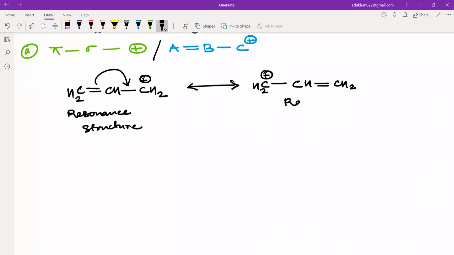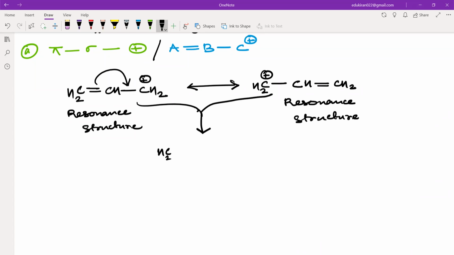This is also a resonance structure. And if we combine these two, then we will be getting CH2 single bond CH CH2. So see, one thing is very constant here: the atoms are not changing connectivity, only the pi bond is changing. And then you will draw a partial double bond, delta positive, delta positive.